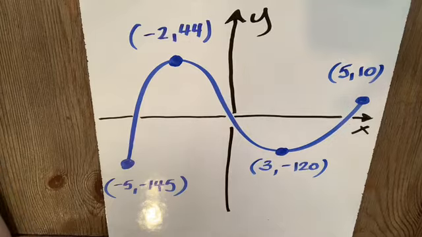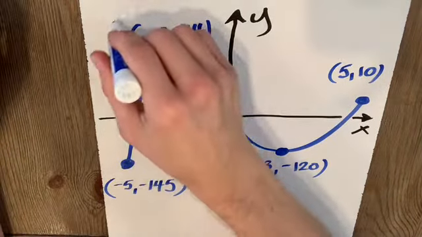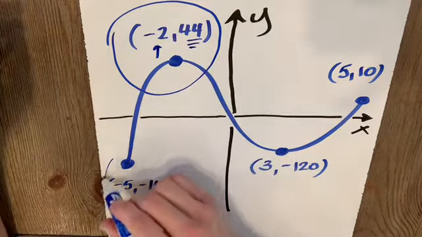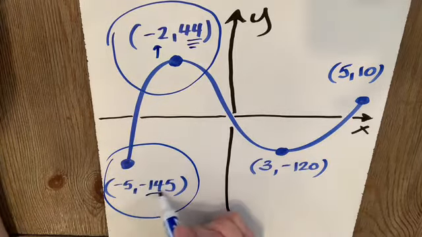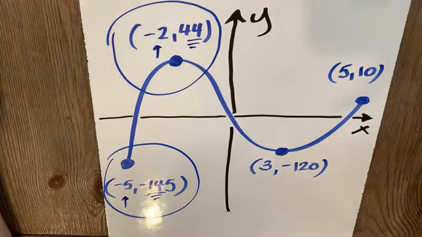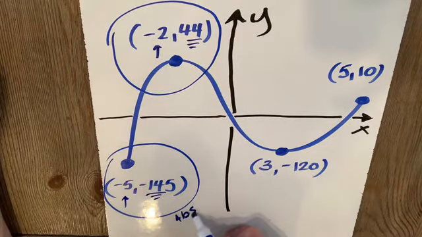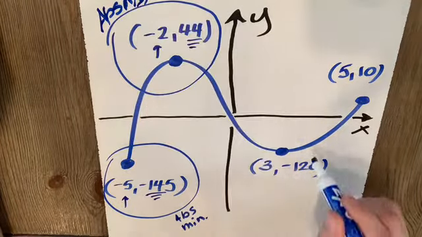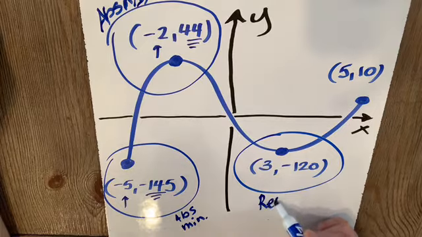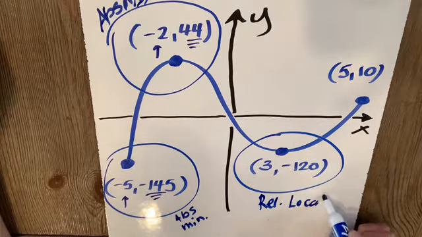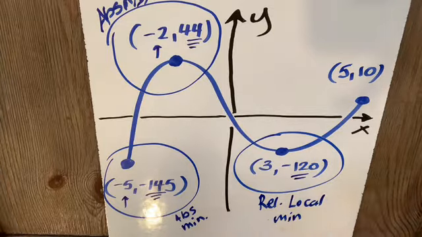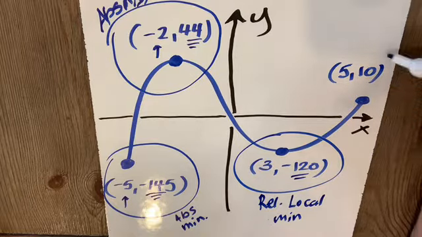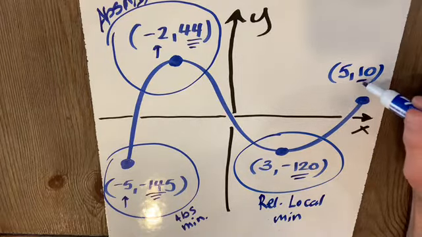One more example of finding the absolute max and absolute min. Clearly, our absolute max is 44, and it occurs at -2. And our absolute min is -145, and it occurs at -5. So this is our absolute min, and here is our absolute max. And here we've got a relative or local min point, because -120 in this general area is going to be our lowest y value. At the endpoint here, this is neither an absolute max nor an absolute min. It's kind of an intermediate y value.